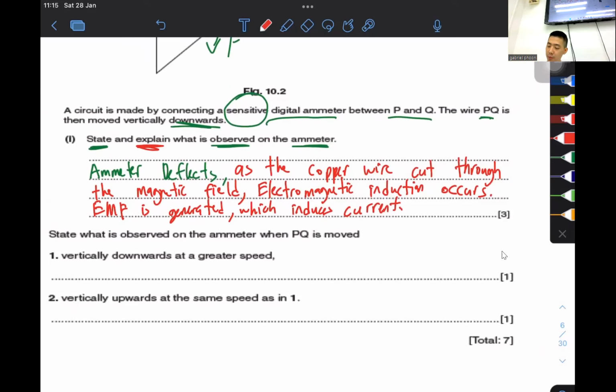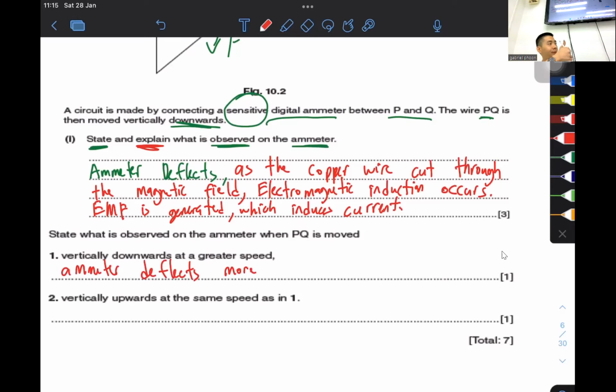Good. The ammeter deflects more, right? The ammeter deflects more because there's obviously more current now, right? What about if I move it vertically upwards at the same speed as before? What's going to happen? Because now it's down, now it's up, what's going to happen?